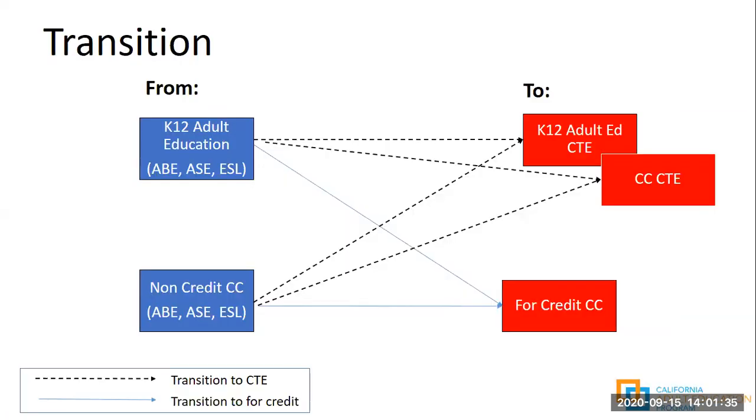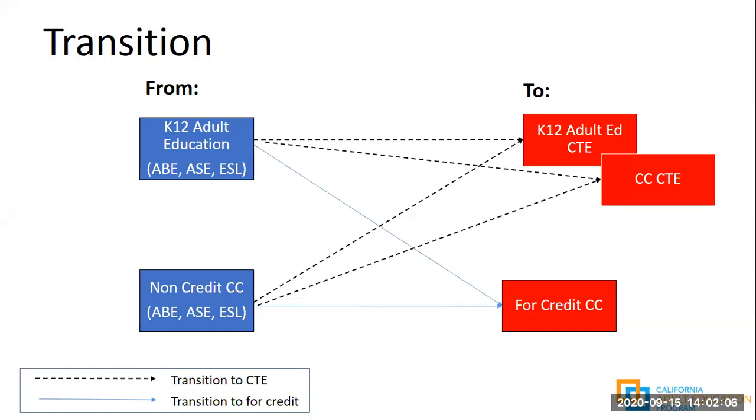Here's what we've been using in more recent years that we feel has worked better to help people understand this a little bit better: this graphic. So again, if you have a student achieve a transition outcome, their starting point is going to be one of these blue squares over to the left. That is, they're starting in either K-12 adult ed or a non-credit community college adult ed. And then their end point is going to be one of those red boxes over to the right.